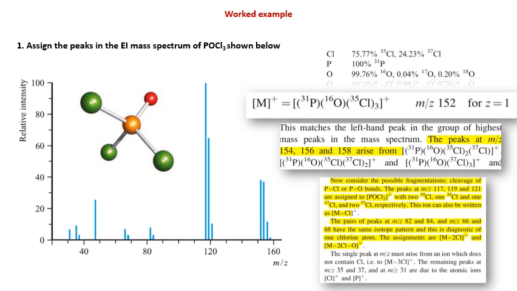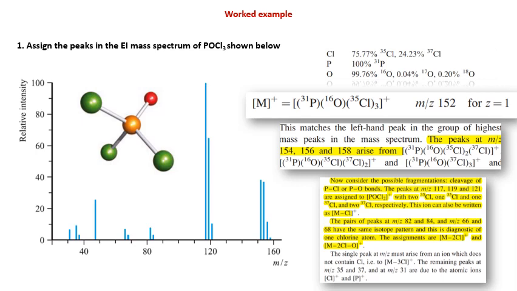Now coming to the peaks around the 120 region, you see that in this peak envelope there are three peaks. The first peak, which is the highest in intensity, is at m by z equal to 117. The second one is 119 and the third one is 121. Now this is for the fragmented part.